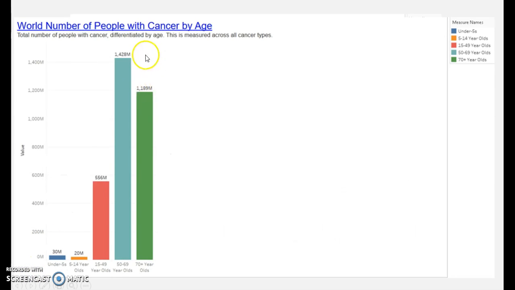Here we see this bar graph showing the world number of people with cancer by age. And by looking at this, we can tell that the highest ranking is the 50 to 69-year-olds. Then the second is 70-plus-year-olds. And then there is a big gap between these and the 15 to 49-year-olds. And as we can see, the younger people do not have as much cancer as the older people.